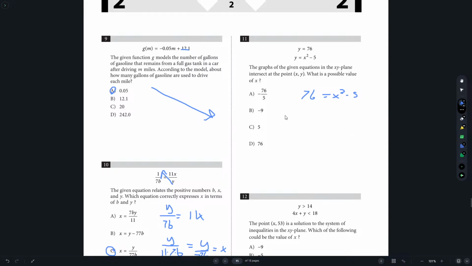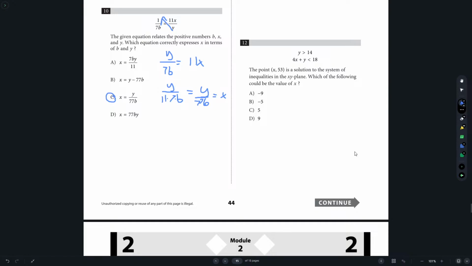Oh, it's super easy. We can just plug in here. Let's look at negative 9 specifically. Negative 9 squared minus 5 is 81 minus 5, and that is 76. This is one of the easier questions where you can just plug in a number and find the answer fairly fast. So B is correct. Negative 9 is a possible solution.